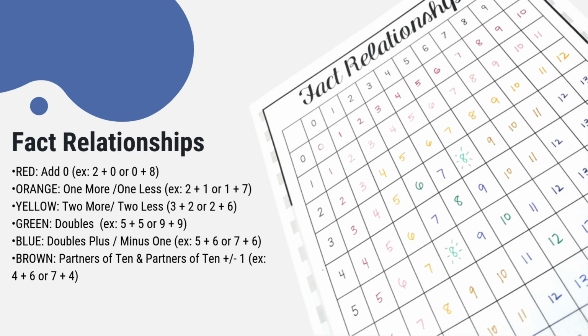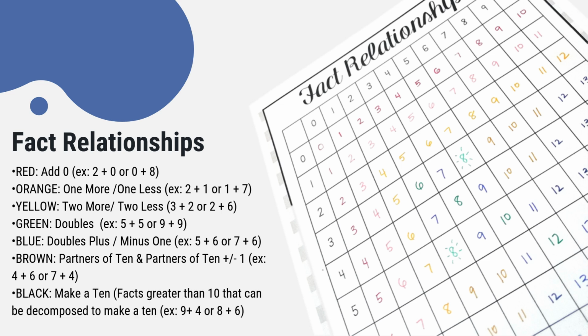Instead, we're just saying, let's work on the numbers that make 10. And if we know those numbers that make 10, what can we then also know by adding or subtracting one using nearby facts? And then, I'm sorry, there was one more relationship. The make a 10 facts.